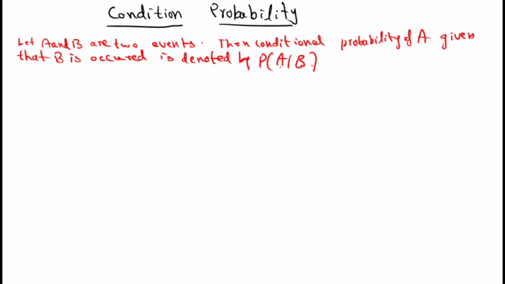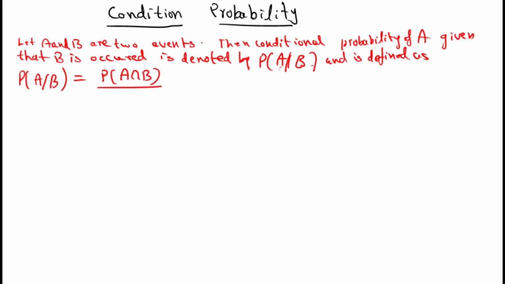Which event has already occurred, we need to write it in the denominator. We write it as probability of A by B. That means conditional probability of A where event B has already occurred, and it is defined as: probability of A by B is equal to probability of A intersection B divided by probability of B. It's the formula for probability of A by B.